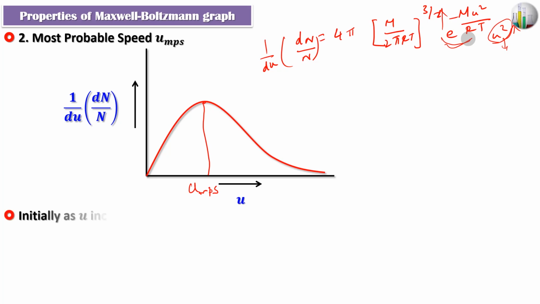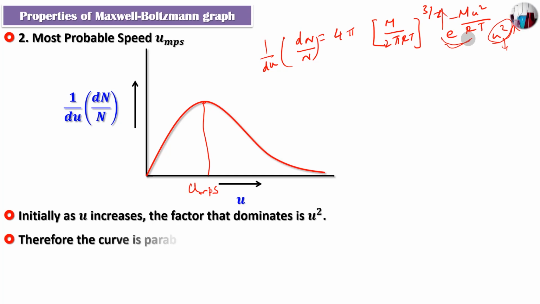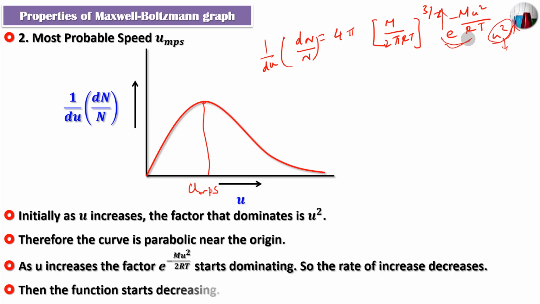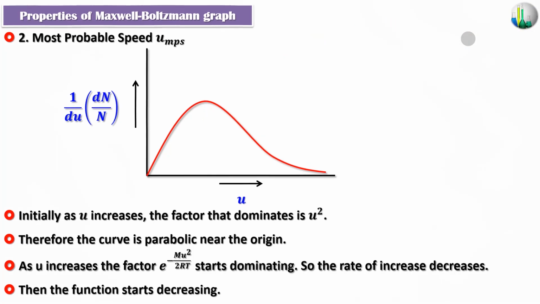So initially, the u square factor increases, which is why the curve goes up. Therefore, the curve is parabolic near the origin. And as the u increases, the factor of e to the power negative mu square by RT starts dominating. So the rate of increase decreases, which is why the curve gets flattened towards the x-axis, and then the function starts decreasing. And whenever a function increases first and then decreases, you are definitely going to get a maxima. And it is this maxima which is the UMPS.